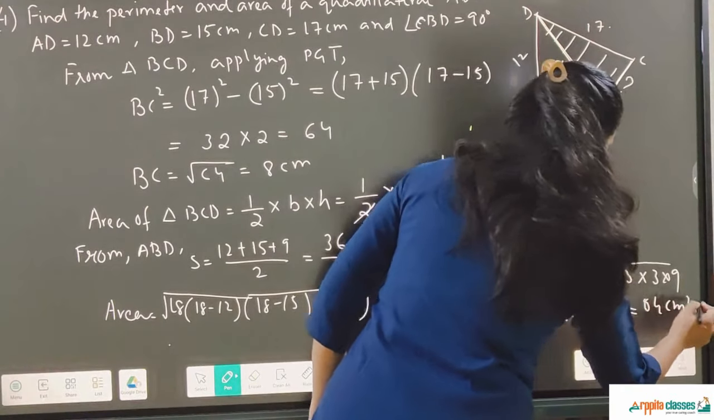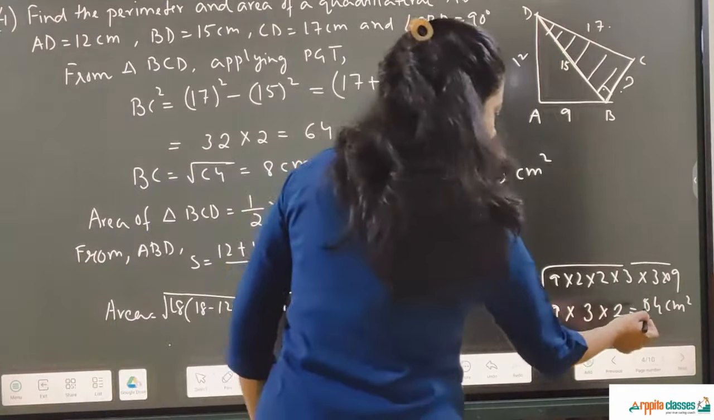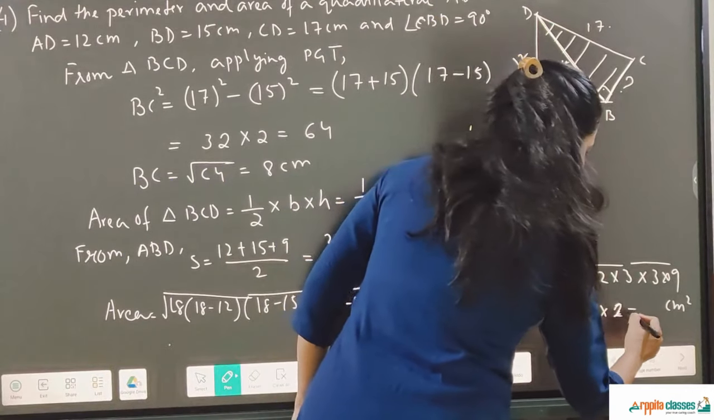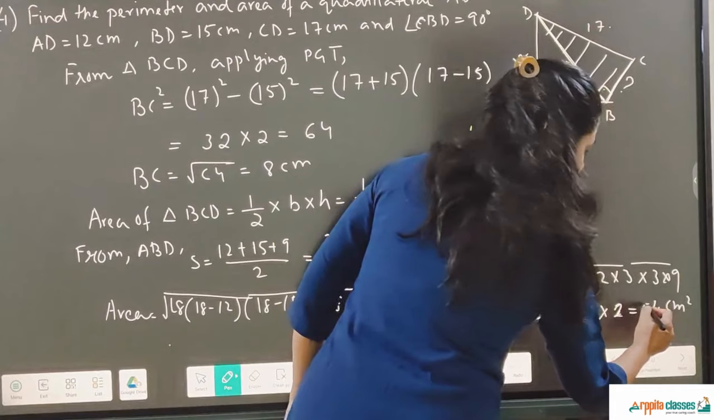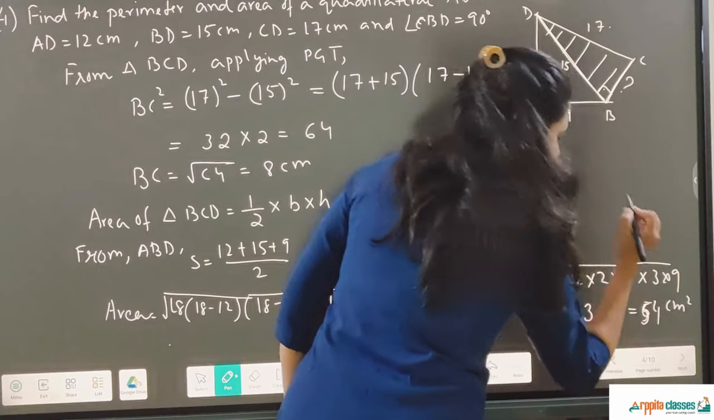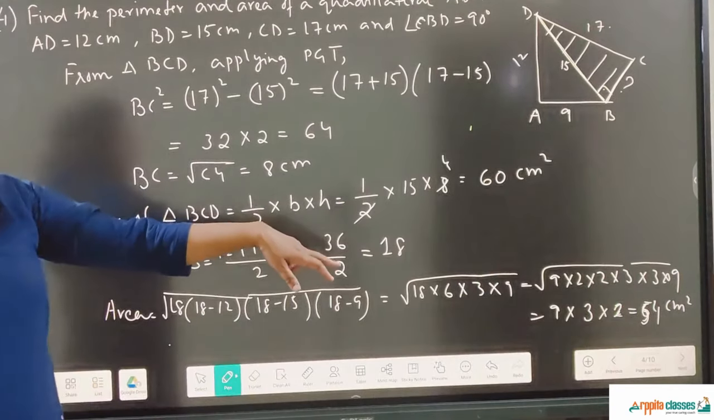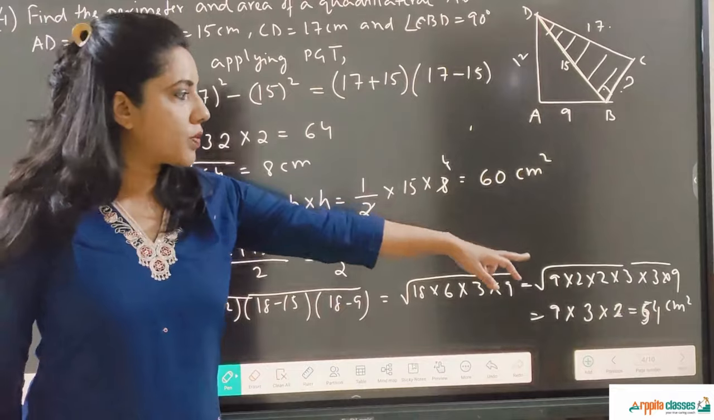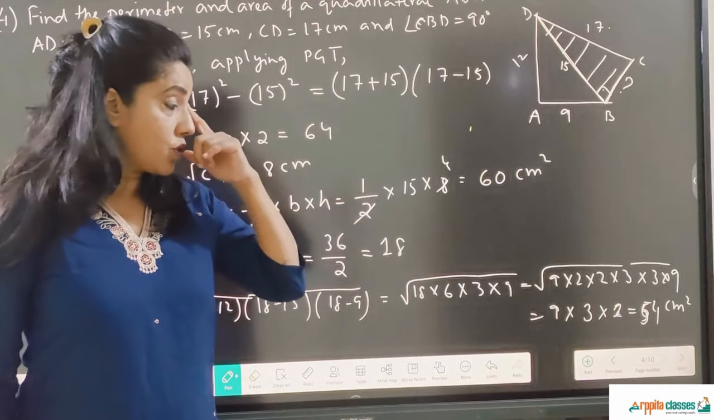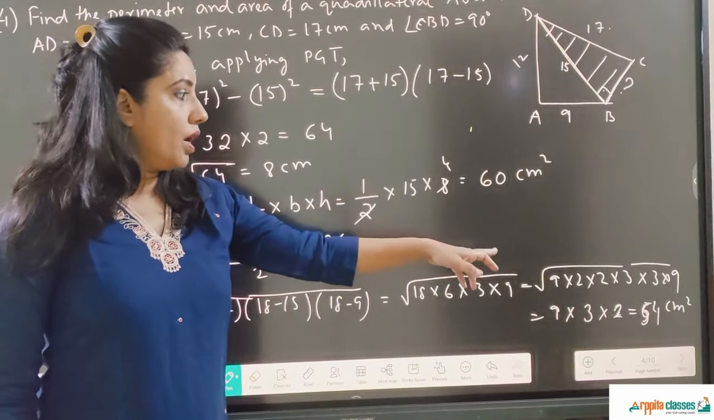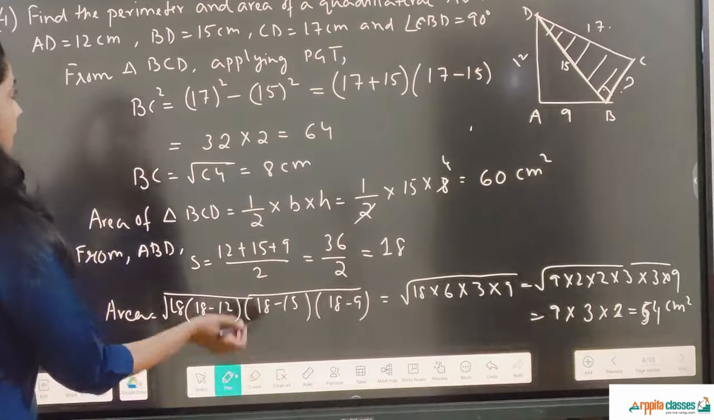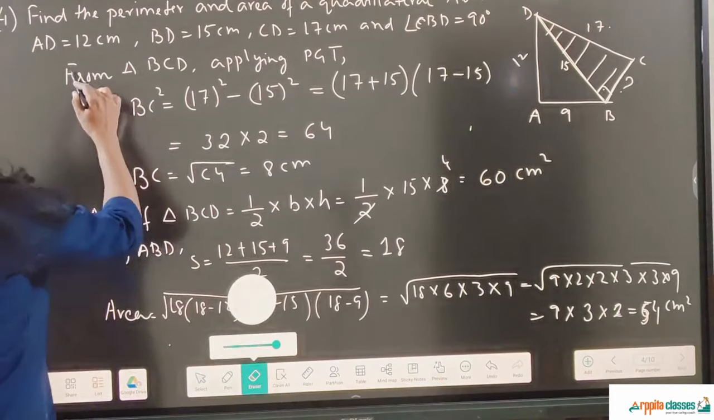54 centimeter square. So this is my 54 centimeter square. Okay. So the previous triangle's area is your 60 centimeter square, and this is 54 centimeter square. So together it will be 114 centimeter square. So we can just write it down here.